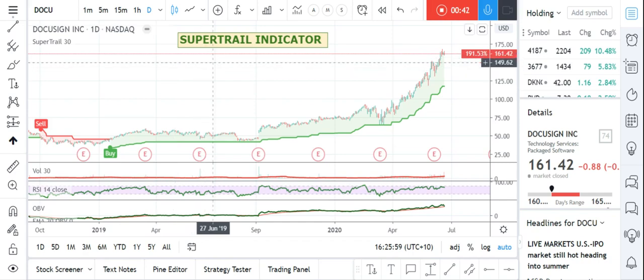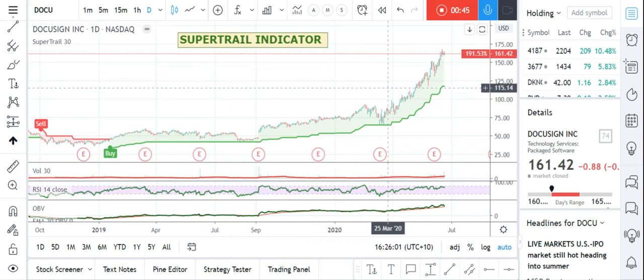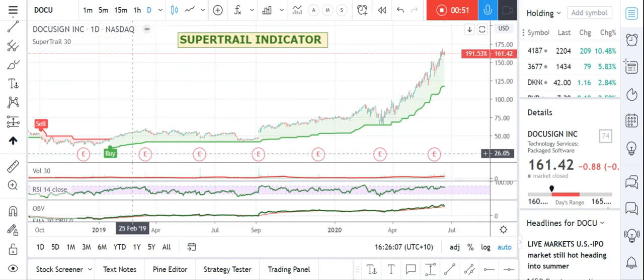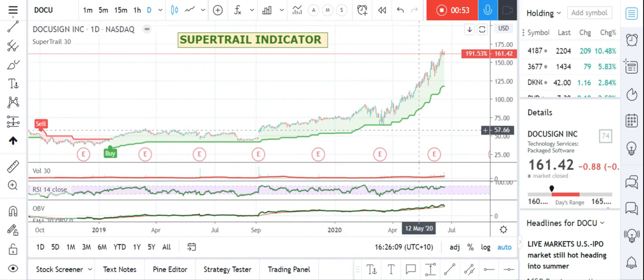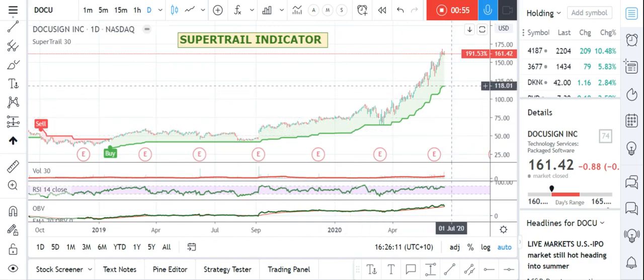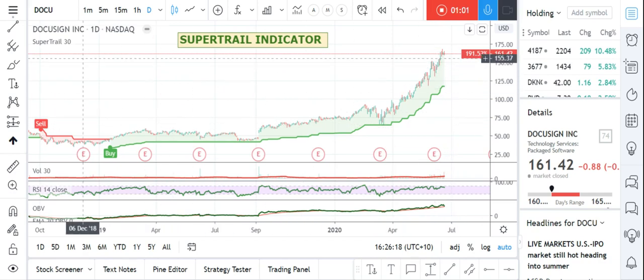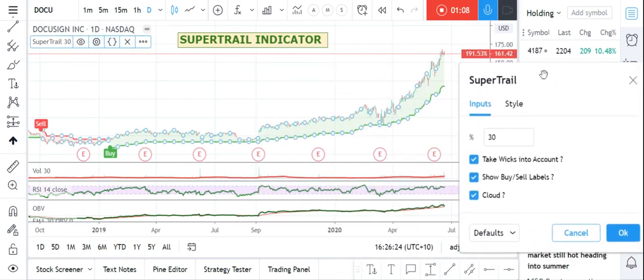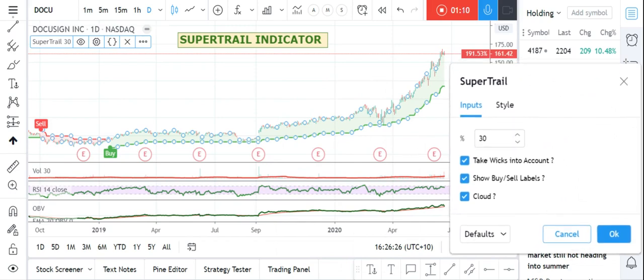The way it works is, if I pick a particular stock, and in this case I've got DocuSign, when I enter the trade I can work out what stop loss level, especially a trailing stop loss level, I want to set to protect my downside. You can see here at the moment the SuperTrail is set to 30, which is 30%, which is a really, really wide stop loss.